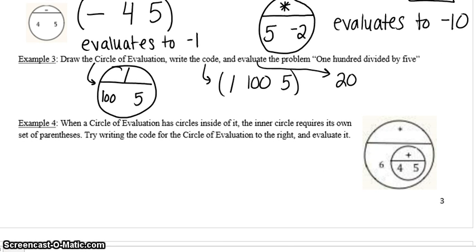Example 4. When a circle of evaluation has circles inside of it, as we see in this example, the inner circle requires its own set of parentheses. Try writing the code for the circle of evaluation to the right and evaluate it. So the first thing I want to do is write this circle of evaluation in math, the normal type of math that we've seen in the past. Then I want to write it in code.